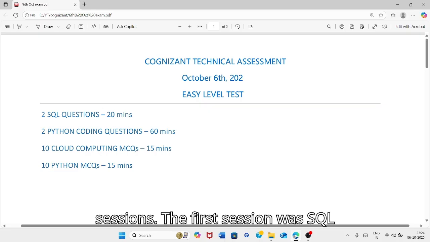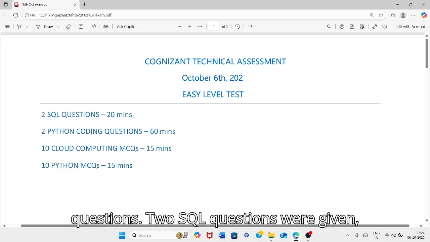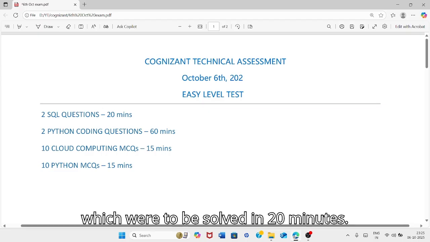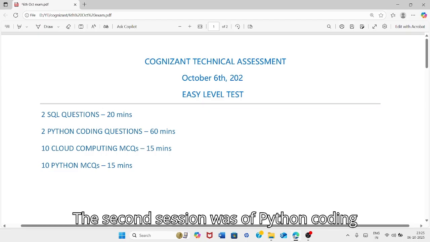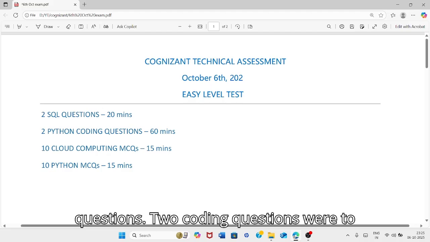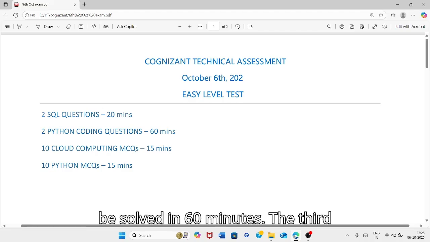There were 4 sessions. The first session was SQL questions. 2 SQL questions were given, which were to be solved in 20 minutes. The second session was of Python coding questions. 2 coding questions were to be solved in 60 minutes.